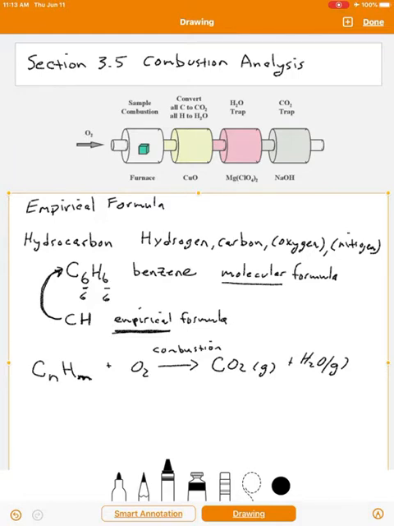Same thing with carbon. Carbon is sequestered in carbon dioxide, so once you weigh the carbon dioxide, you can figure out how much carbon was in that carbon dioxide, and that tells you how much carbon was in the original sample. Once you've got those masses, you can then determine the empirical formula.